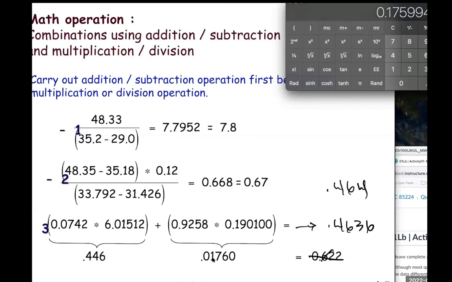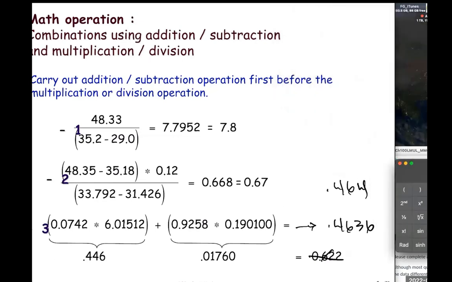You've got to excuse me, okay? I might as well admit this now. I'm slightly dyslexic. Whenever I see zeros and dots, sometimes I transpose them. And so the correct answer would be 0.622, because this answer right here is 0.1760. I apologize for that, okay?